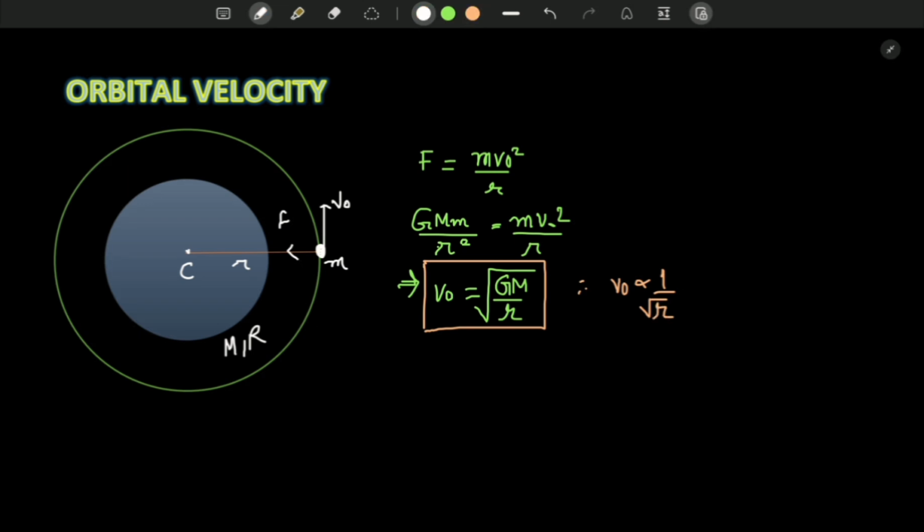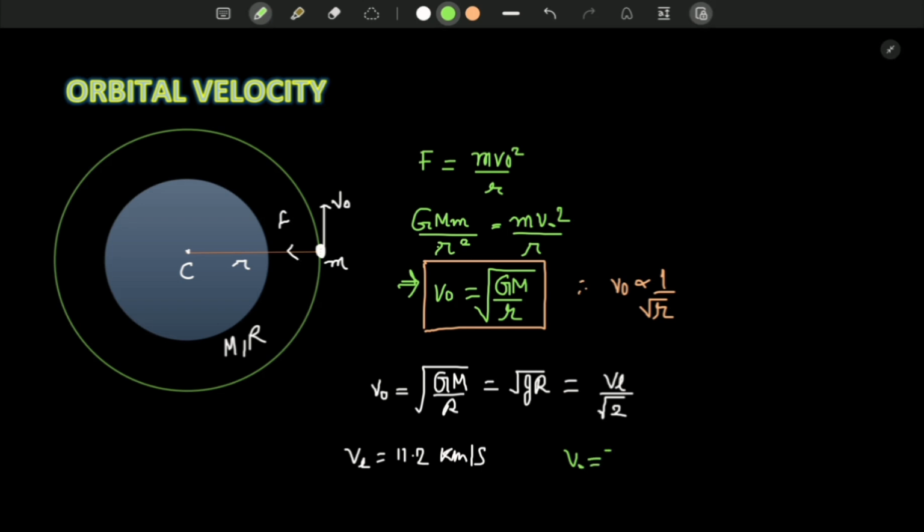We can also write the orbital speed of a satellite close to the Earth's surface is v0 equals to under root GM by capital R, radius of the Earth. This is equals to under root gR. This is equals to VE by root 2, where VE is the escape velocity. So after substituting VE equals to 11.2 km per second, v0 turns out to be 7.9 km per second.